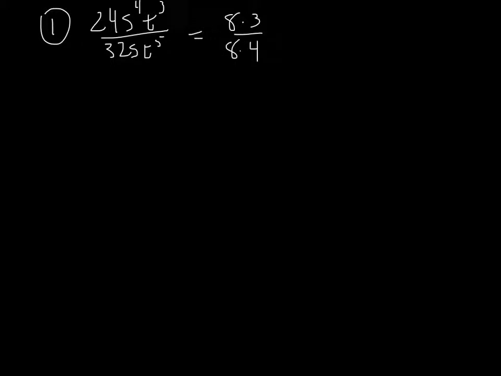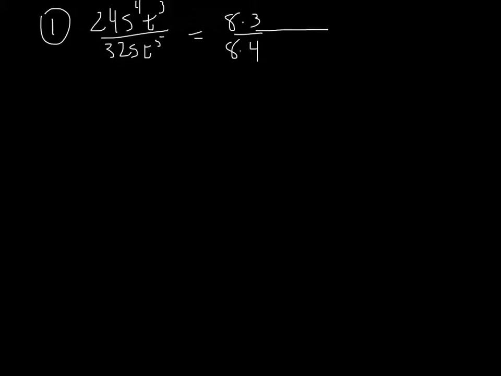The first one is 24 s to the 4th t cubed, all over 32 s t to the 5th. Okay, so to simplify this, there's a few different ways to do it. First, you look for GCFs. 24 is 8 times 3, 32 is 8 times 4. Alright, now I look, where do I have more s's?